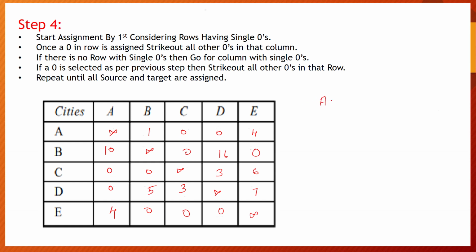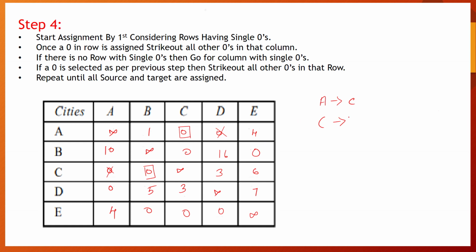So from A he goes to C. Let me box this and strike this out. Now he is in C, so from C we need to see where he will go. From C he cannot go to A because he has come from A, so just strike this out. Now the minimum path is that he will go to B. For B also the minimum is C and E. Since he cannot go to C, he will go to E.